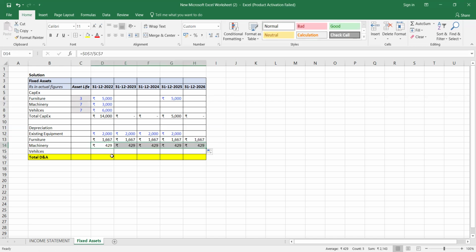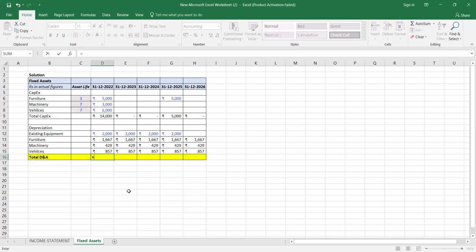You've got this. Next, vehicle also, the same thing you're going to do because there are no further purchases for vehicle. So select, lock. If continuous purchases are there, you know how to do it now. I've taught you in other sums. Got it now? Now how you are going to sum is: equal to SUM, open the bracket, select all the 4, close the bracket, enter.